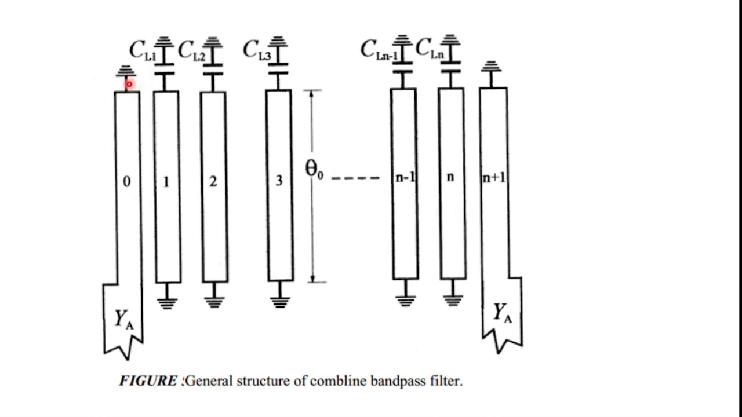with a lumped capacitance C suffix Li loaded between the other end of each resonator. The input and output of the filter are through coupled line elements 0 and n plus 1, which are not resonators. With the lumped capacitors present, the resonator lines will be less than lambda g by 4 long, where lambda g is the guided wavelength.